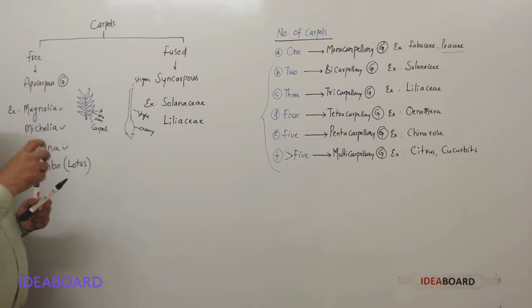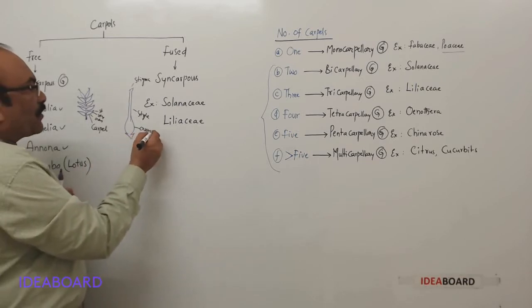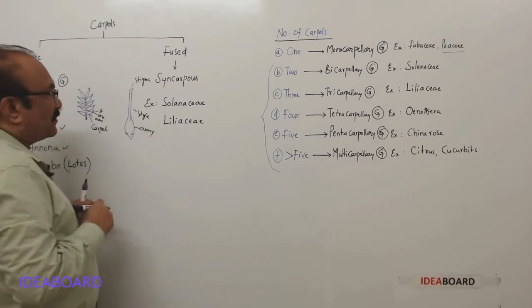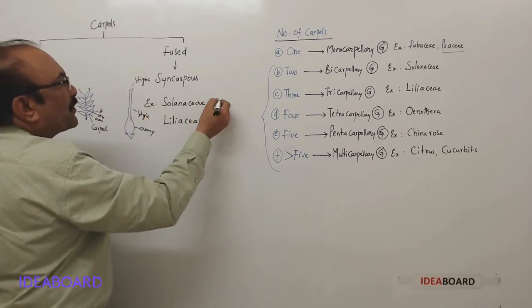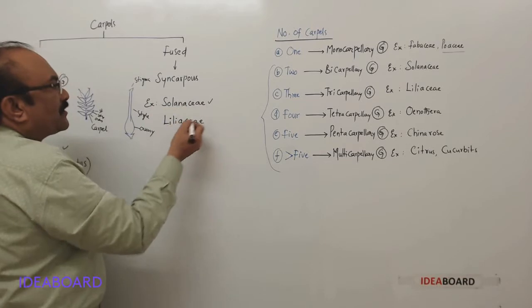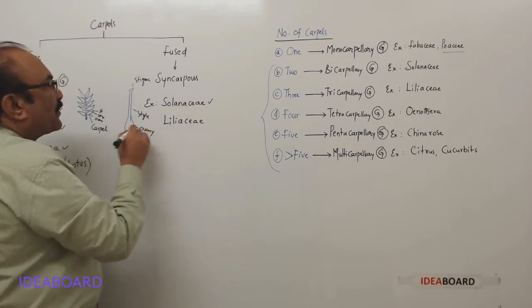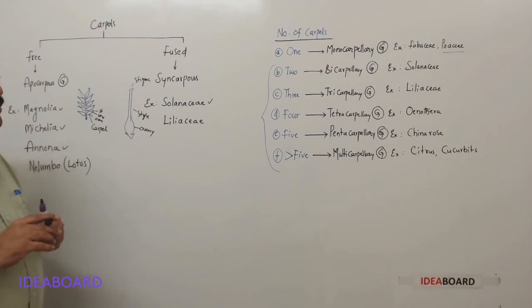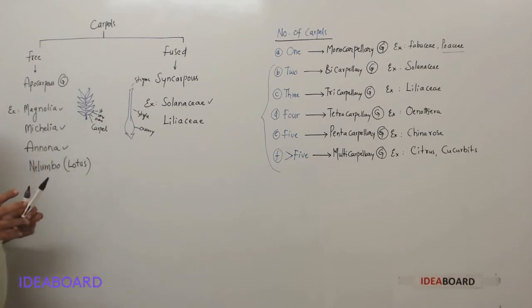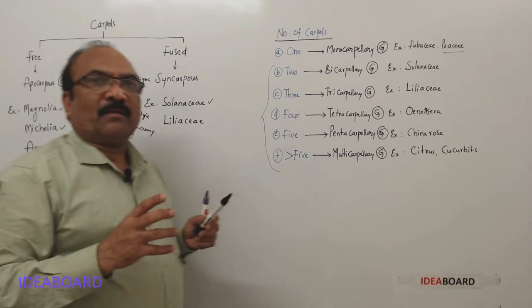Means you will get only one fruit, as there is only one ovary. So that you will find in Solanaceae family, that is bicarpellary syncarpous, and in Liliaceae it is tricarpellary syncarpous gynoecium. That is the condition of the gynoecium.